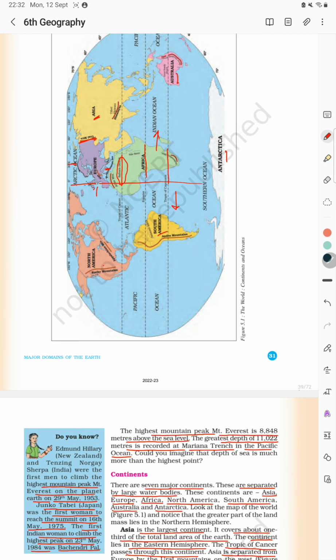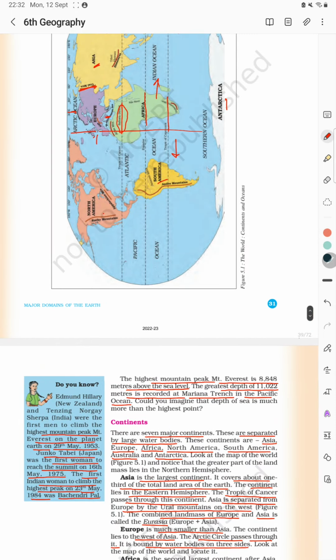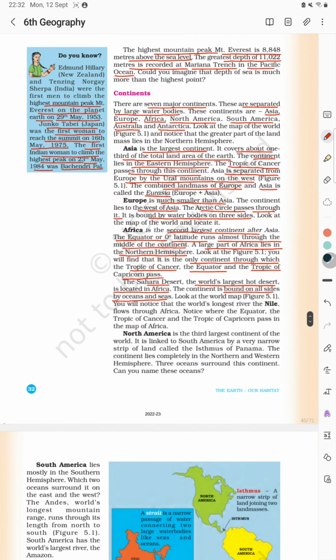This is the Sahara Desert. The continent is bound on all sides by oceans and sea. From this side, South Atlantic Ocean, this side Indian Ocean, this side Mediterranean Sea. So from all sides it is surrounded by oceans and seas.